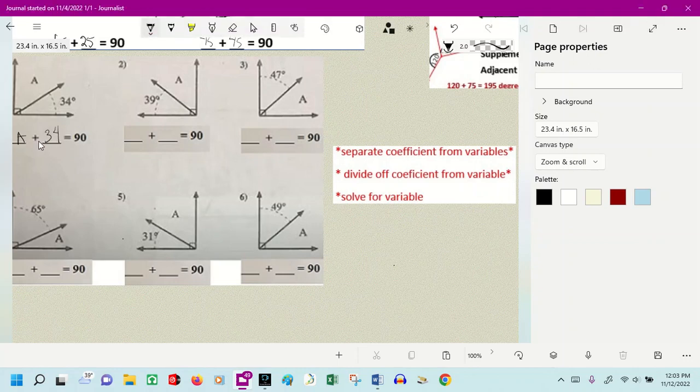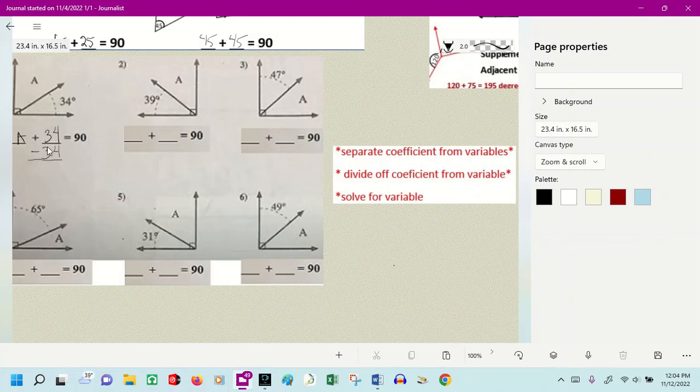And we want to separate our coefficients from our variables. Separate the coefficient from the variable by moving the coefficient. Coefficient means only numbers, no letters, only numbers. The letters are called variables, okay? And the numbers are called coefficients. So we're going to separate coefficients from variables by taking the opposite of that coefficient. If it's a positive 34, the opposite would be a negative 34.